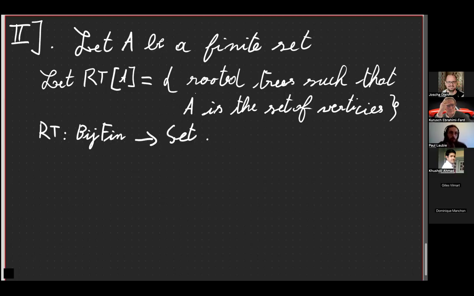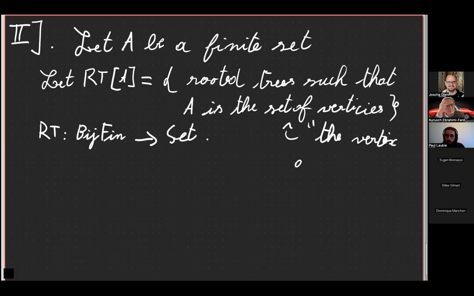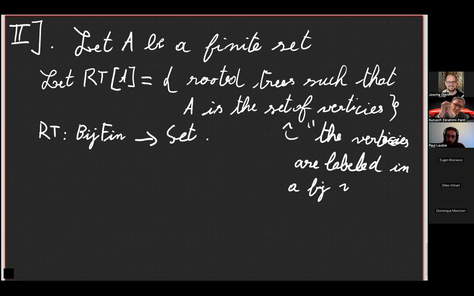But we need a bijection. If I only have an inclusion, then it doesn't work because the set of vertices will not exactly be the new set. And it cannot be a surjection, because then I can have several vertices that are the same, which is not allowed here. So by construction, the vertices are labeled in a bijective way. But I may want to label the vertices in another way, however I want.